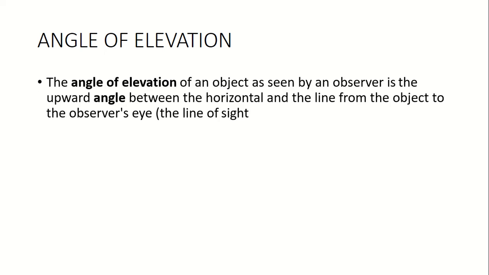The angle of elevation of an object as seen by an observer is the upward angle between the horizontal and the line from the object to the observer's eye. So basically from your horizontal position, when you face up, you create an angle of elevation.